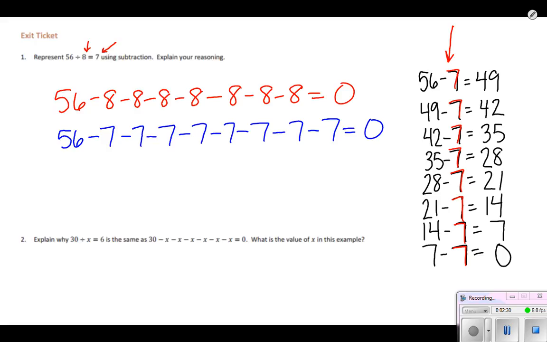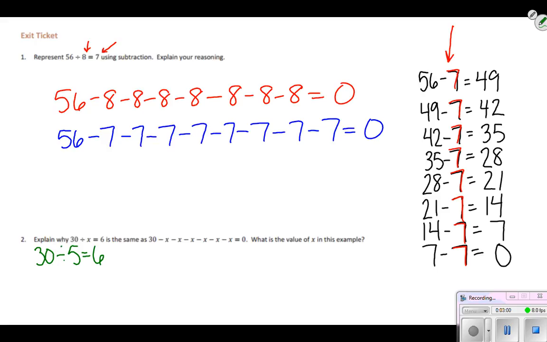The next one is explaining why 30 divided by the value of x is equal to 6 is the same as taking our 30 and subtracting the value of x 6 separate times to zero that out. So what is the value of x in this example? Well, most of you already know just by looking at this that 30 divided by 5 is equal to 6. So we have our prior knowledge and our basic facts.